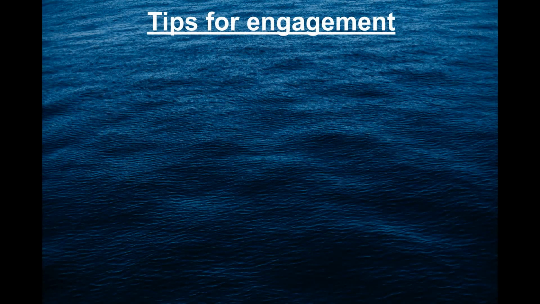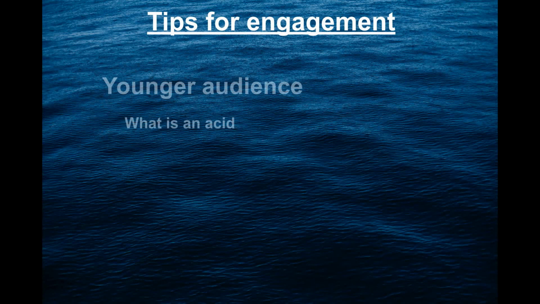Every interaction will be different, so here are a couple of tips. When talking with a younger audience, it may be helpful to give them a basic understanding of acids and bases. Comparing foods can be a good starting point. Lemons have an acidity of around 2, while peas are around 6, which is why lemons are so sour and peas aren't.